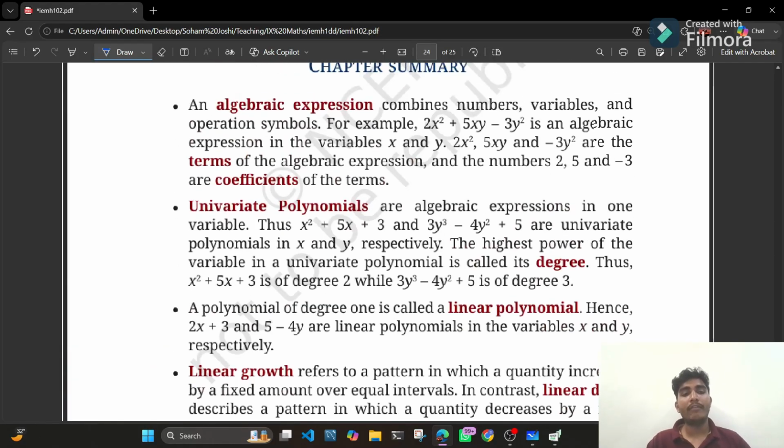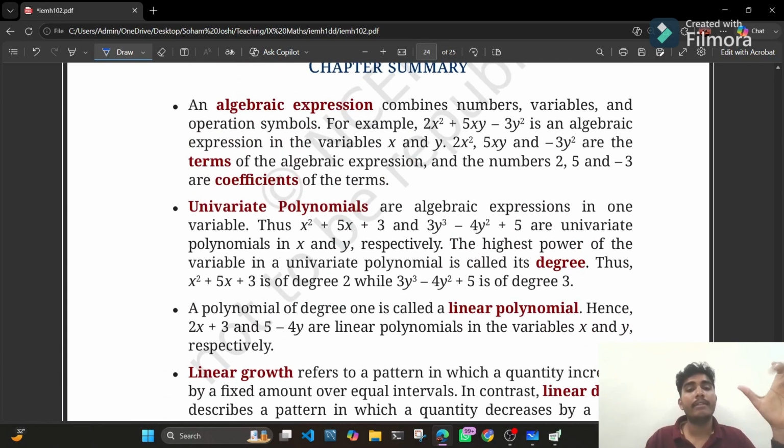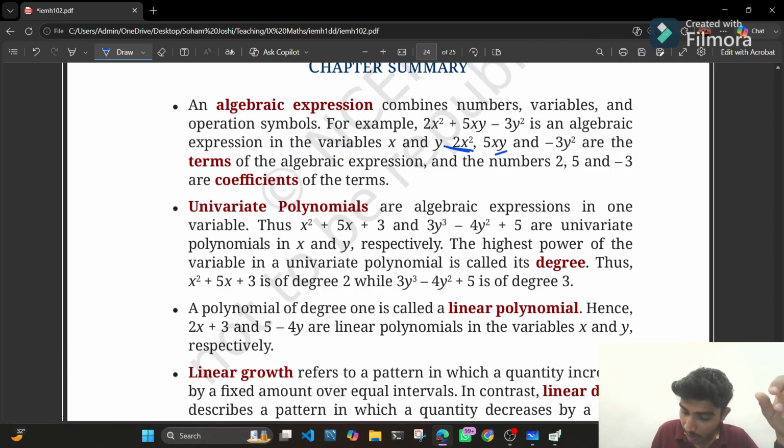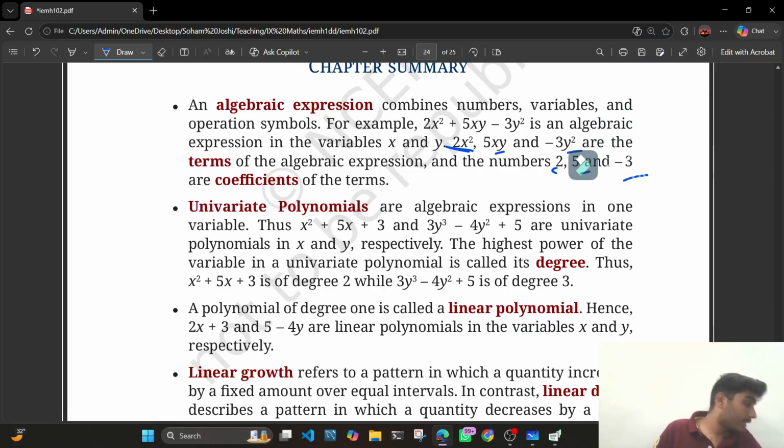Okay, so we saw what linear polynomials are, and it is a special type of algebraic expression that combines numbers, variables, and operation symbols. Then what are terms, what are coefficients? So basically, these are terms. Then we have coefficients. Then we also have constants, right? And we have variables, with this x and y, a, b, c, d, anything.